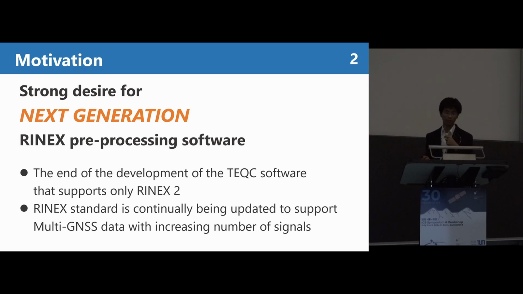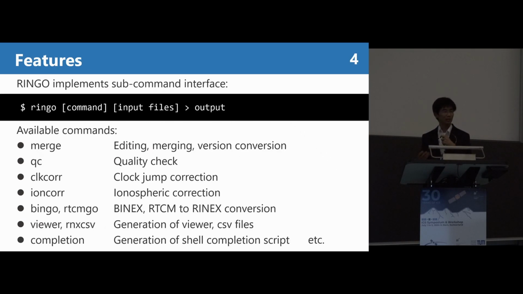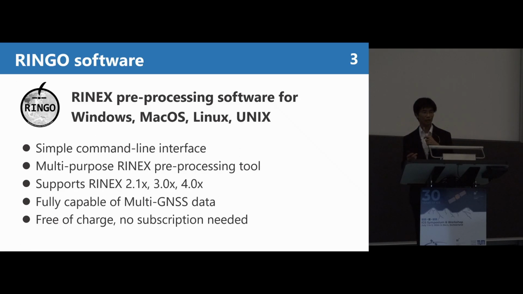One major background to develop our original software is the end of the development of the TEQC software. TEQC supports RINEX up to version 2. However, the updates of RINEX are continued. As you know, RINEX 4 was released last year, adding more and more satellite systems and measurement signals. For this reason, we developed a new RINEX preprocessing software.